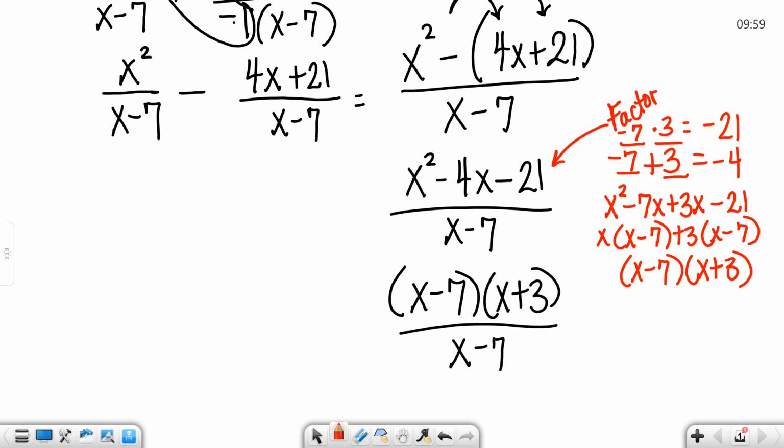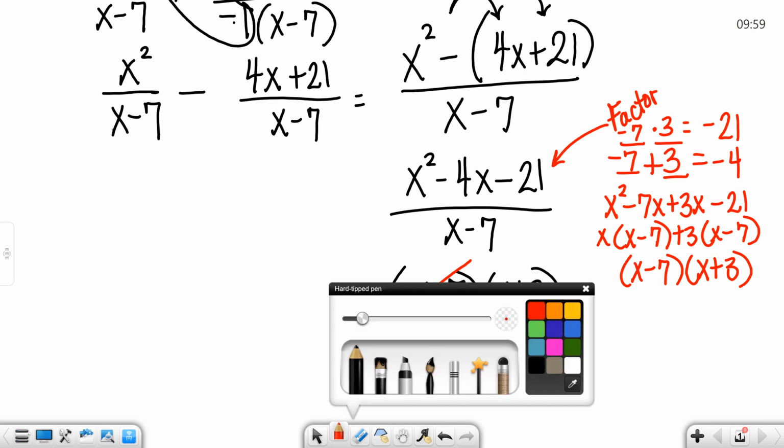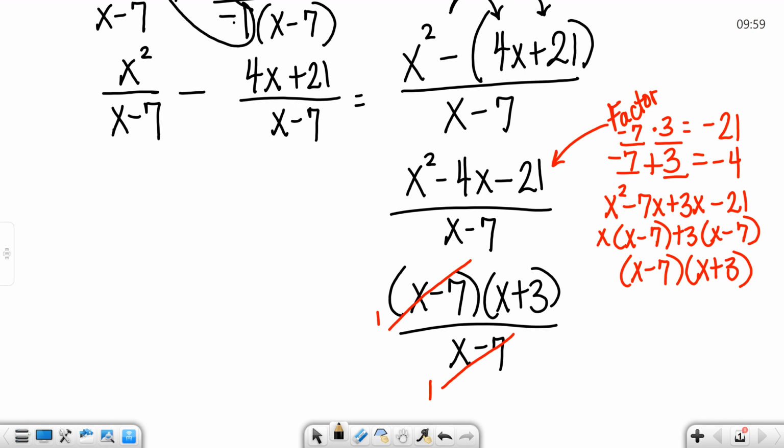All right, now I have common factors in the numerator and denominator. They divide to give me 1. So my solution is x plus 3 divided by 1, which is just x plus 3.